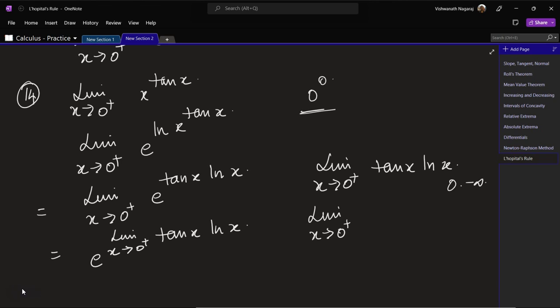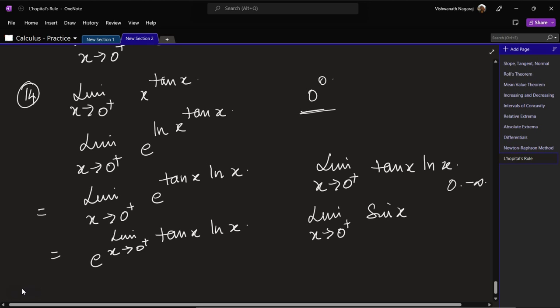So what we will do is again make some changes to this. This actually we can write as sin x by cos x, right? Sin x by cos x times natural log of x, right?